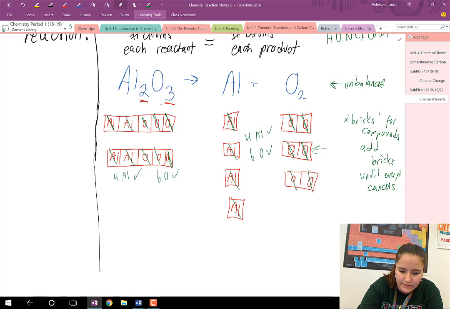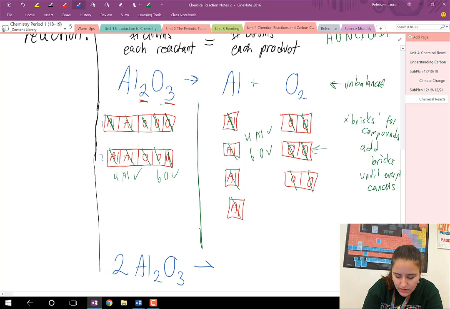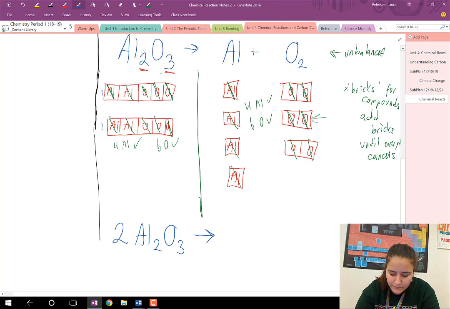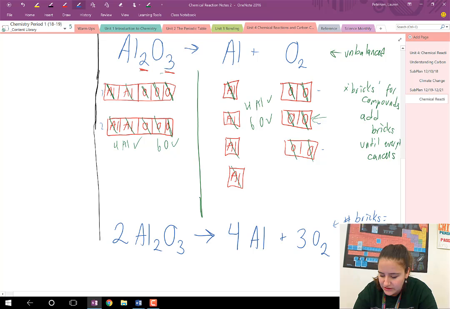Okay, oopsies, I erased my line. So I ended up with 2 bricks of aluminum oxide, so 2 Al2O3, 4 bricks of aluminum, and 3 bricks of oxygen gas. Okay, so then the number of bricks become your coefficients.